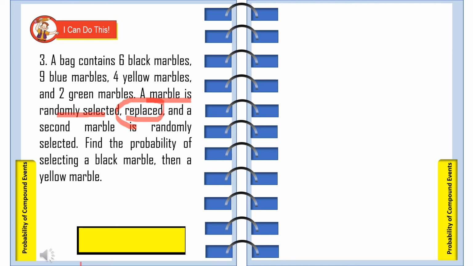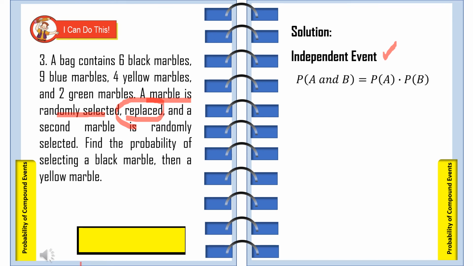Okay. Tingnan natin ang solution. This is under independent event kasi nga, ibabalik naman natin yung marble na papili natin sa first row. So, hindi maapektuhan yung magiging number of marbles sa second event or sa second row natin. Kaya siya independent. Okay? So, ang formula niya lang is napakasimple, just multiply the two probabilities.